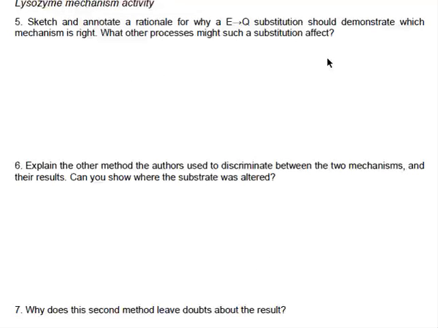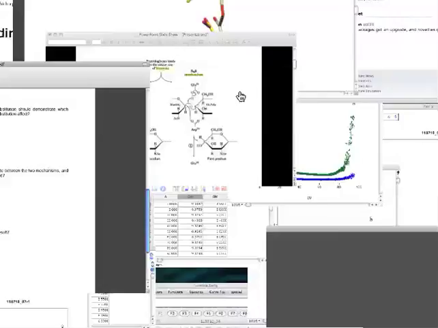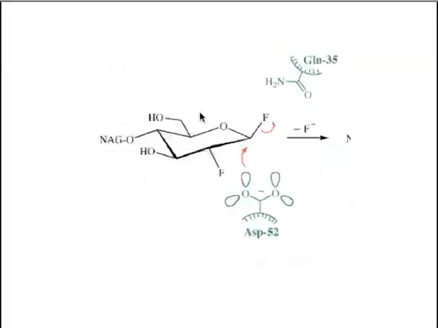So 6, explain the other method the authors used to discriminate between the two mechanisms and the results. Can you show where the substrate was altered? Oh, I sure can. Let's go back to the slides. Here is a picture from their paper, and of course here they're showing you the glutamine substitution. So they're showing you the whole experiment. The paper sort of broke it up into a few different pieces. They talked about the effects of the glutamine. They talked about the effects of putting this fluorine here, which is a magnificent leaving group, right?